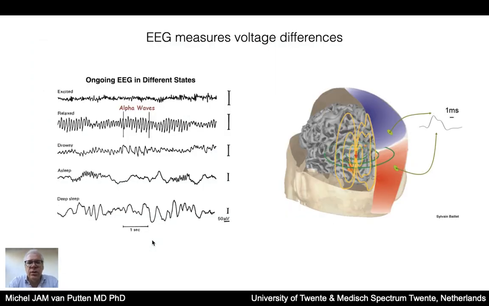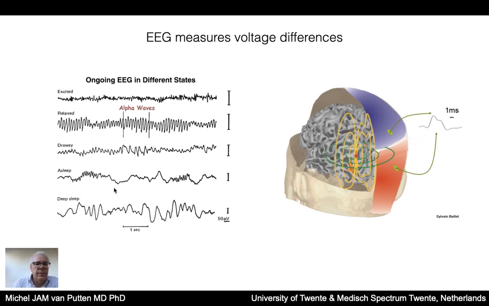So the voltage differences that are measured by the EEG once more reflect mainly activity in the cortex, in the pyramidal cells. And maybe it is fortunate that the cortex behaves very differently in different physiological, but also in many pathological conditions, which makes the EEG such a wonderful instrument to measure the integrity and the function of the cortex.